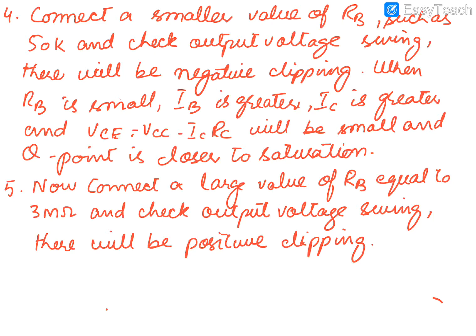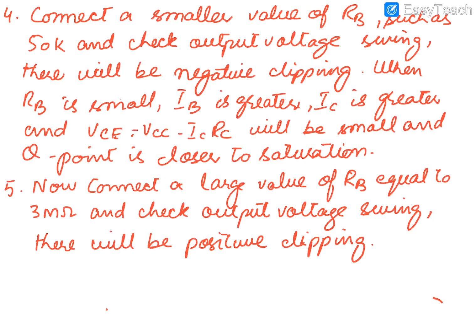Now in the fifth step, you will connect a large value of RB such as 3 mega ohms, and now again you have to check the output voltage swing. There will be positive clipping because when RB is large, IB will be small, IC will also be small, and VCE in this case will be greater. It means that now the Q point is located closer to the cutoff level, and that's why there will be positive clipping of the output voltage.